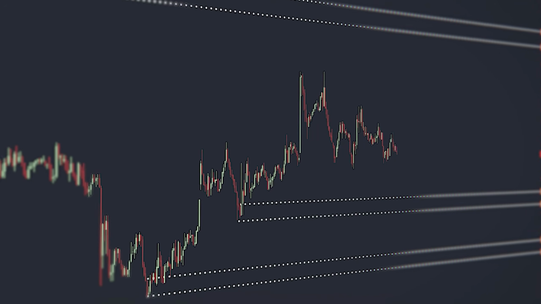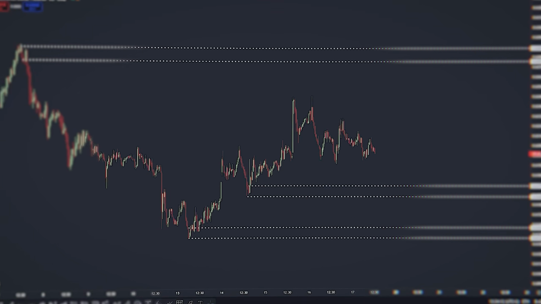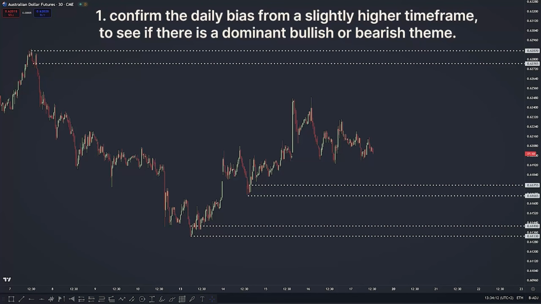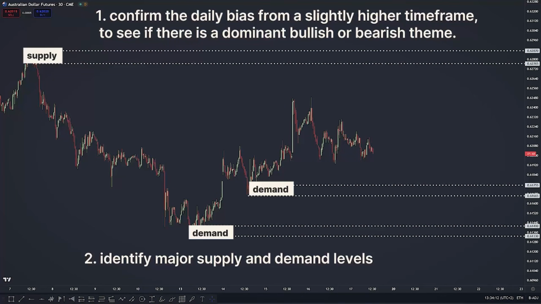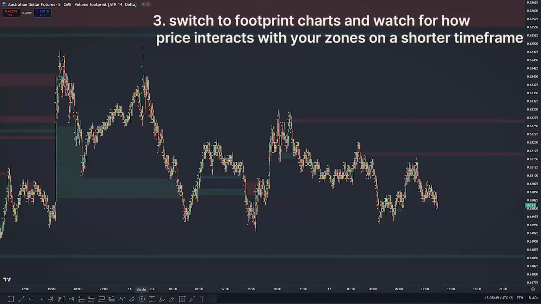Setting up an intraday trade around market structure might go like this. First, you confirm the daily bias from a slightly higher time frame, such as a 30-minute chart, to see if there is a dominant bullish or bearish theme. You identify major supply and demand levels from that perspective. You then keenly watch for how price interacts with those zones on your shorter time frame, maybe a 5-minute one.